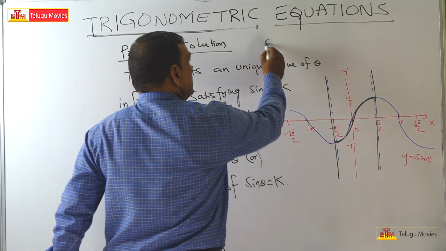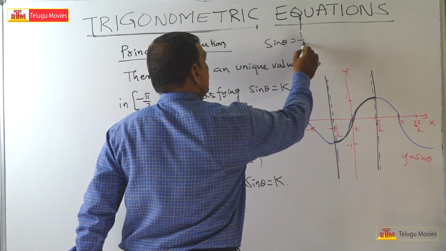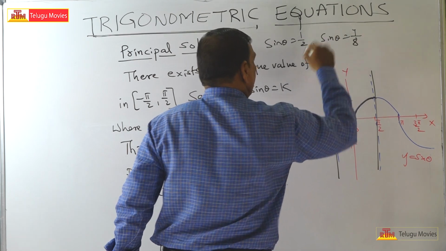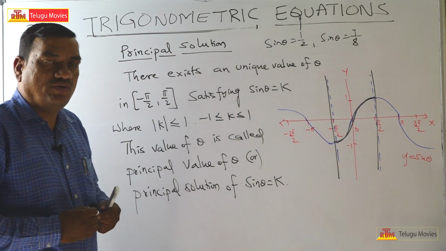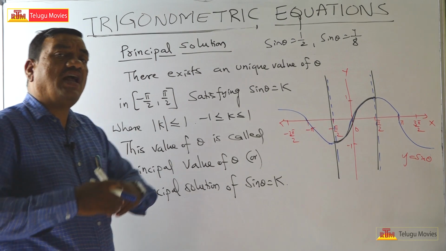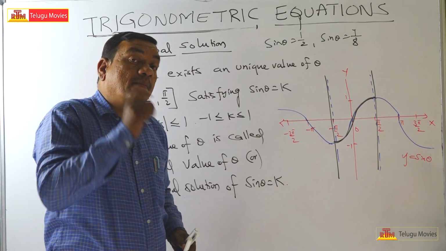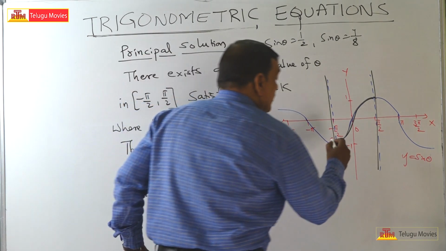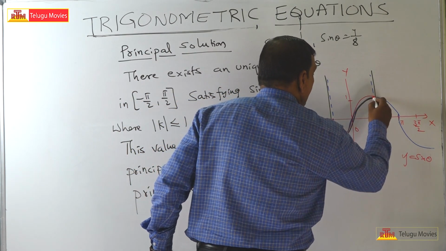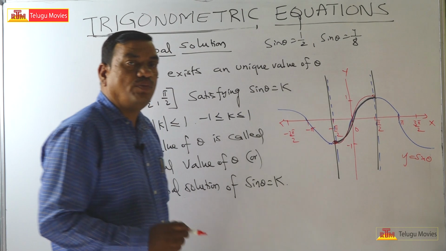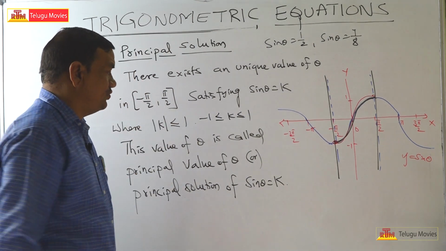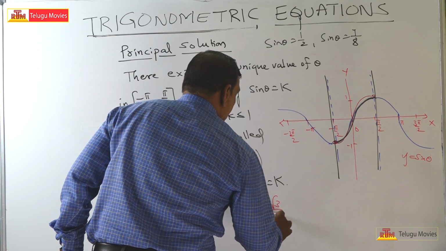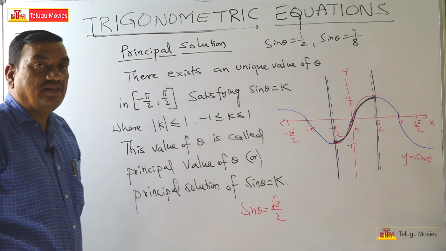For example, if I take sin theta is equal to 1 by 2, sin theta is equal to 7 by 8, whatever value you take, as I already told, it will have an infinite number of solutions, but there exists one and only one solution between minus pi by 2 and plus pi by 2, whatever equation you take. For example, if I take sin theta is equal to root 3 by 2.